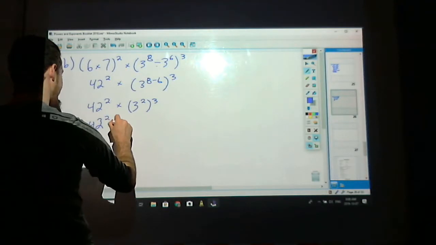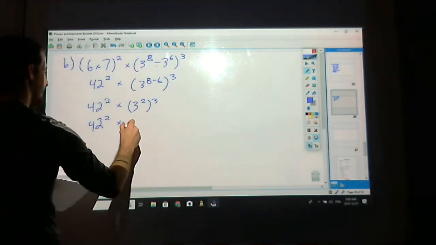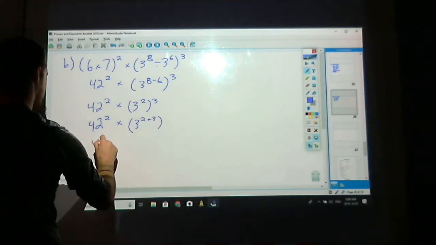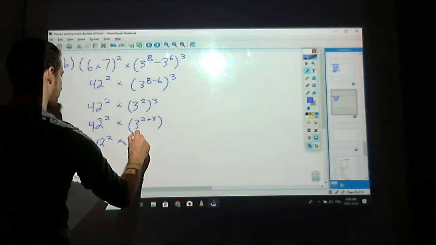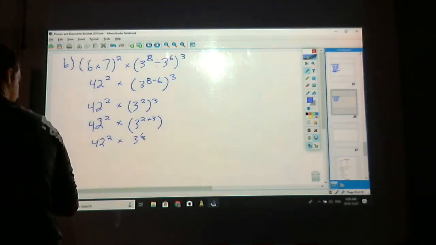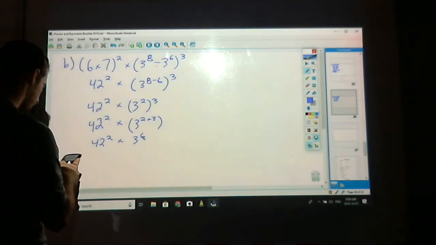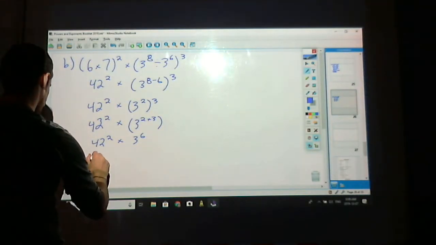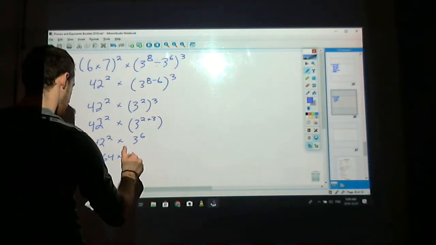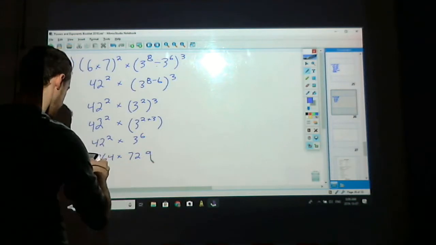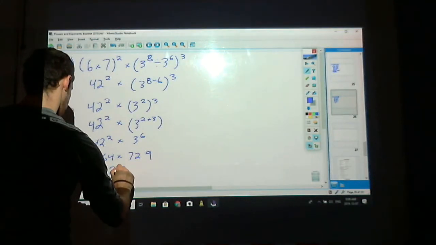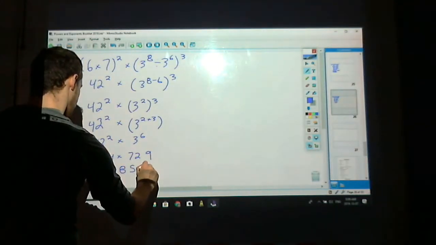42 squared is the same thing as 3 to the power of 2 times 3. 42 to the 2 times 3 to the 6. And then we can take this just one step farther, and 42 to the power of 2 is 1764 times 3 to the power of 6, which is 729 times 1764, which is 1,285,956.